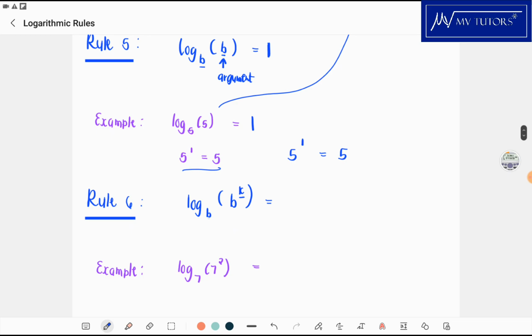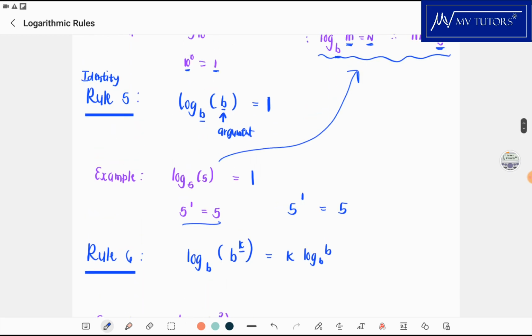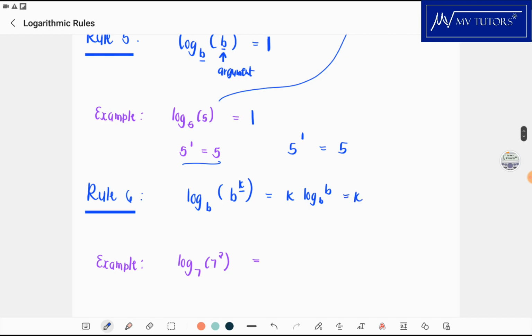So now we have log b to the power k, base b. Looking at this, because I have an exponent, I would just put the k down, and I have log b base b, and from what I've learned previously with the identity rule, I know that that's equal to k. But what is this rule called? Basically, this is the inverse property of a logarithm. So with this inverse property, the logarithm of an exponential number.